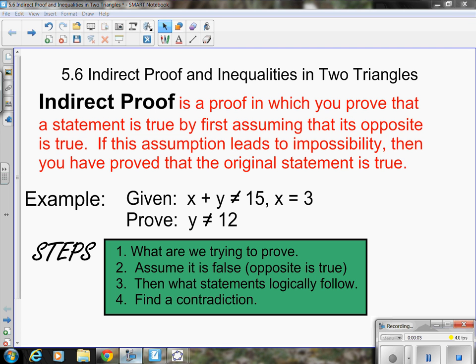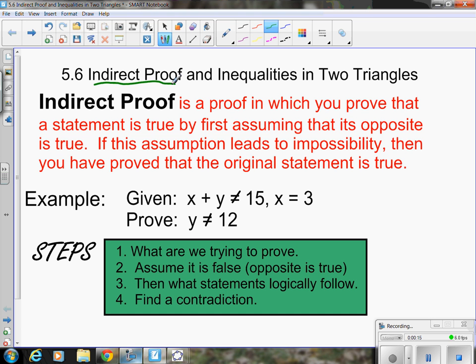5.5 and 5.6, indirect proof and inequalities in two triangles. So the first part of this section is the indirect proof, where we are going to be proving something is true in a roundabout fashion. We're not going to go directly at what we're trying to prove. We're going to actually start by making a false assumption.